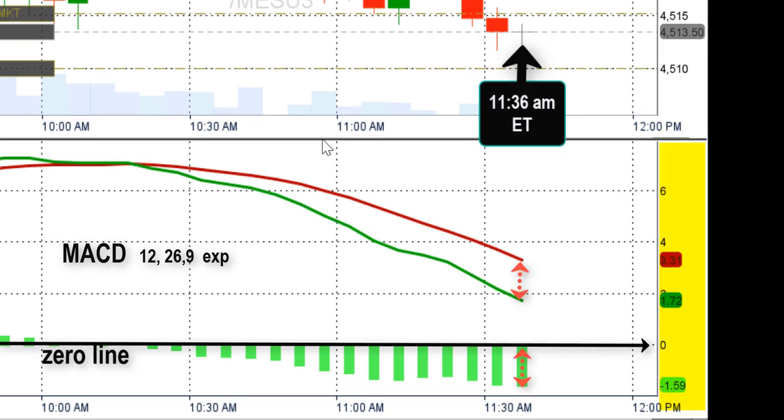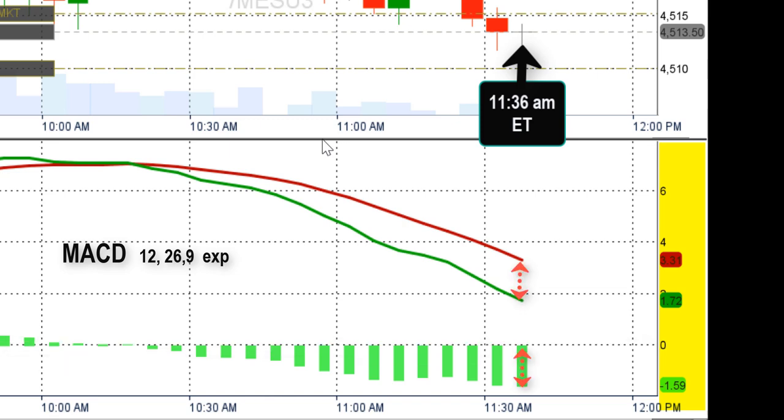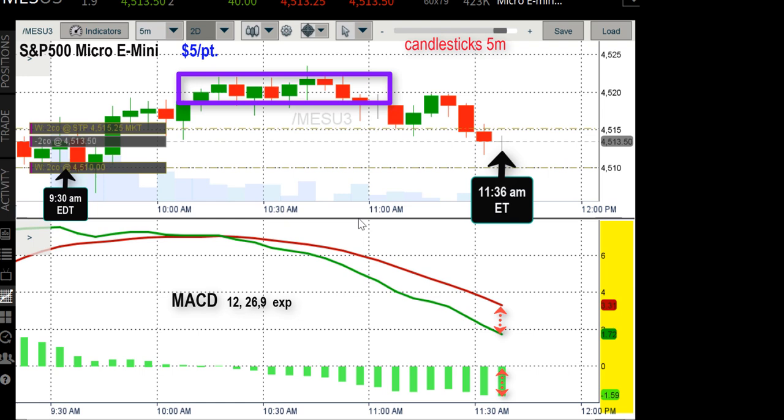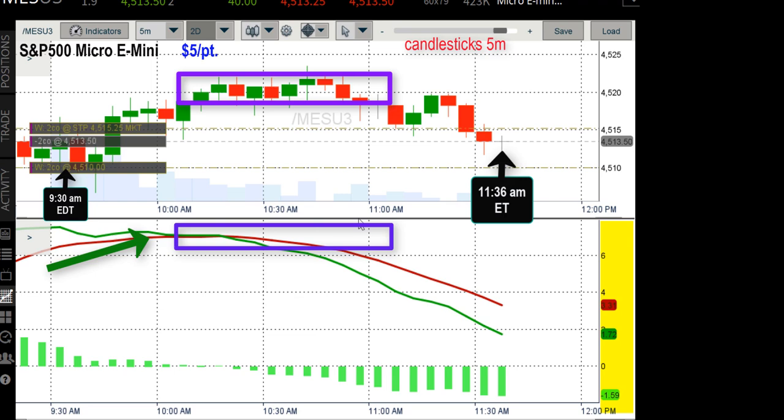Now, they are the same length as the distance between the red and green lines are. And you can see that happening there. And I can take a bigger picture look at the whole thing, and the MACD, like the candlesticks now, is telling me that for the first time, the market's really, although it had a little momentum in the beginning and then leveled off for quite a while, but now the momentum is clearly decreasing.